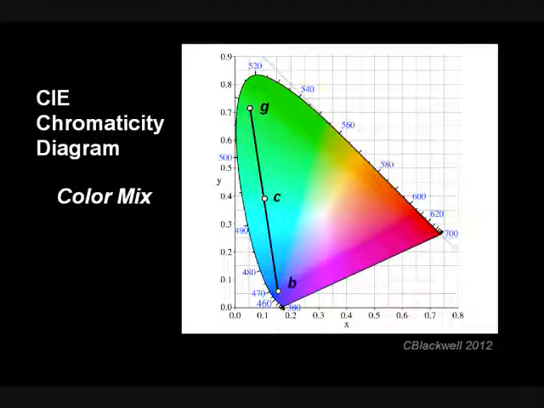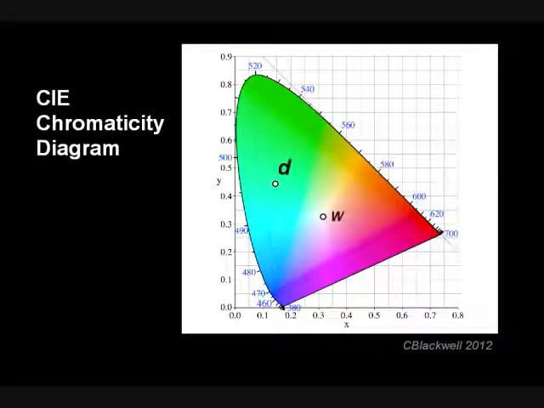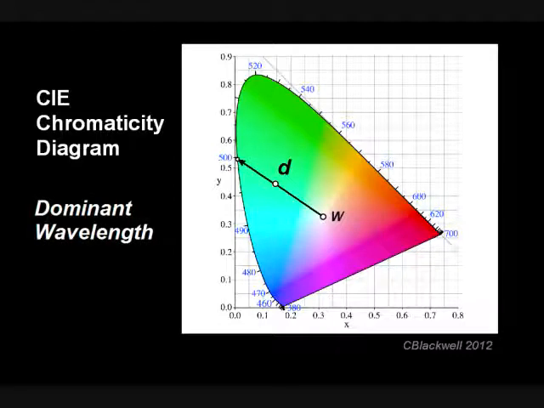Let's pick another color, labeled D here. W represents the value of equal energy white, though white varies with a light source, which we'll explain in a moment. If you make a line starting at W, going through the chosen color D, the place where it intersects the spectral locus tells you the dominant wavelength of that color. It's like taking a fully saturated color from the spectrum at that wavelength and adding white.